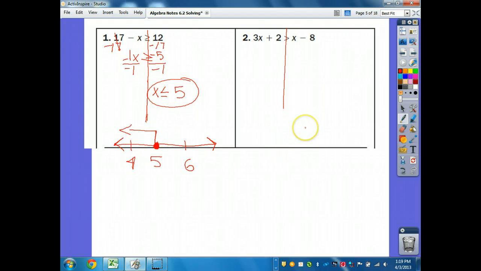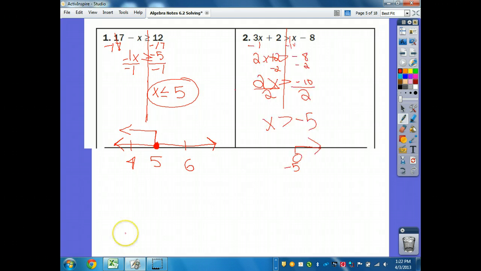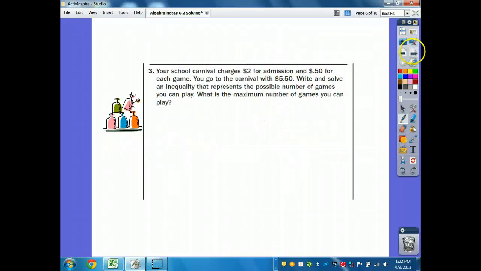Okay, who's up? Number 2. All right, so now we came up with x is greater than a negative 5, so that's an open circle, arrow to the right. Nice. Okay. And another puzzle. There are 5 problems today on your worksheet like this.